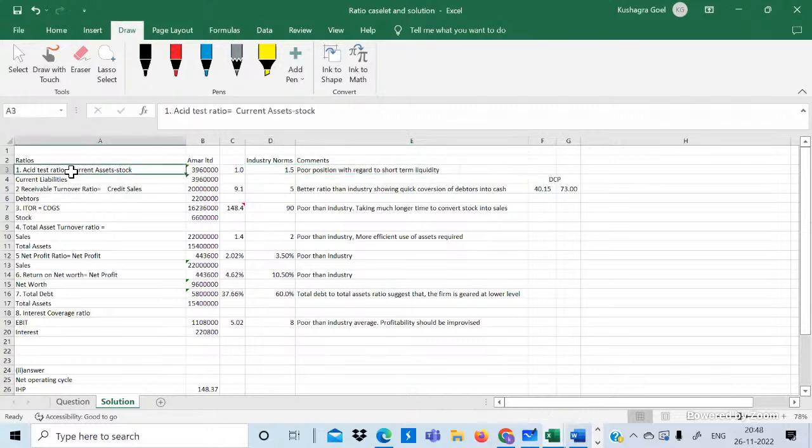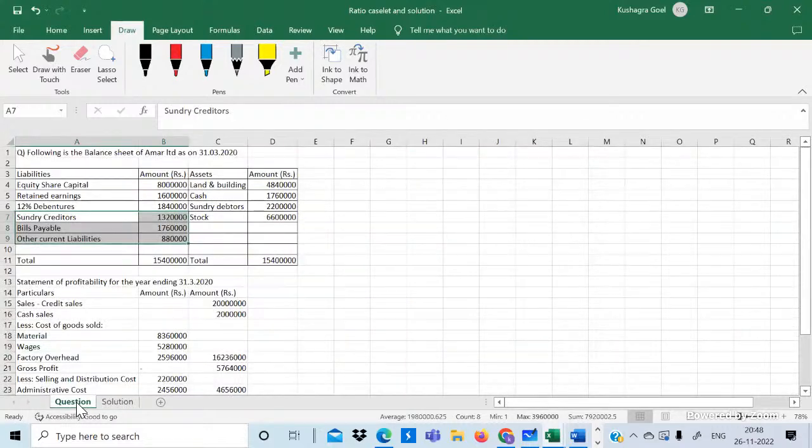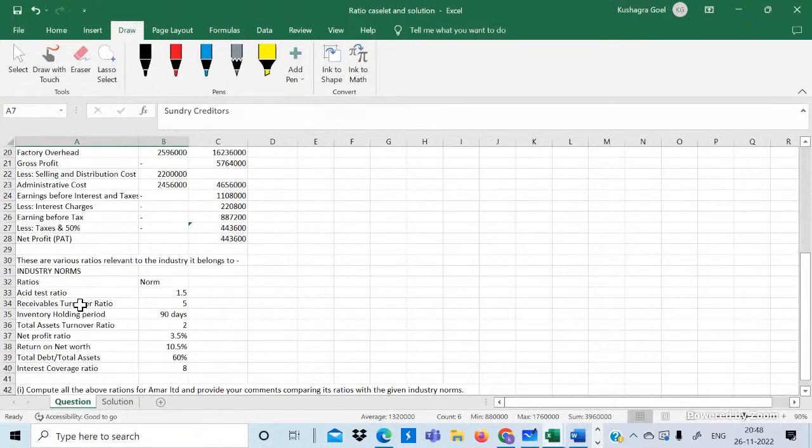Any doubt with the asset test ratio, the first one, before we look at the next ratio? Okay. Then let's look at the next ratio. The next ratio that we need to calculate is your debtors turnover ratio, receivables turnover ratio. So let's calculate the debtors turnover ratio.